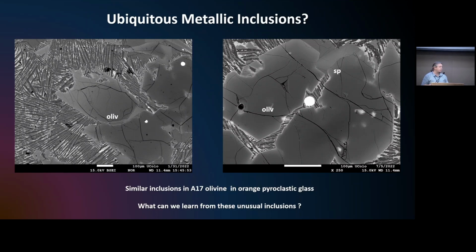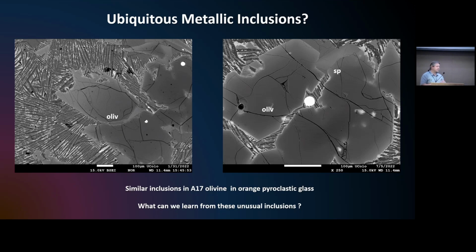Here are a couple of backscatter electron images showing these spherical metallic inclusions inside some of the olivine phenocrysts. On the left-hand side, you can see a rounded metallic sphere in one of the olivines, and on the right-hand backscatter image, there's one in the interstitial region between two olivine phenocrysts, and they're generally spherical.